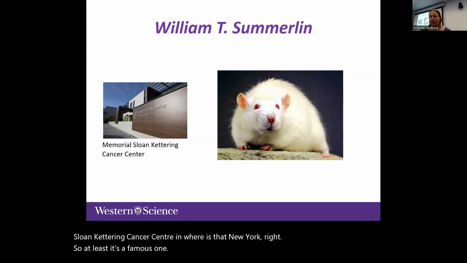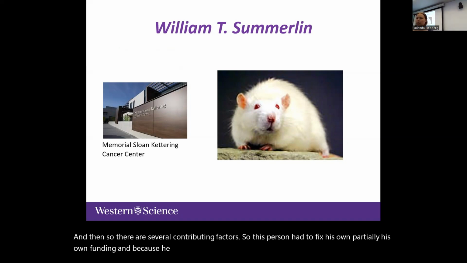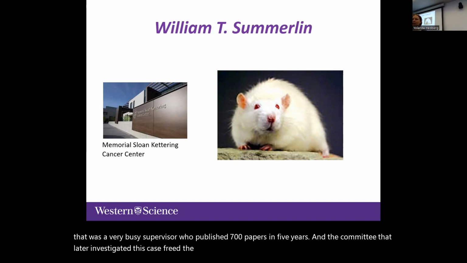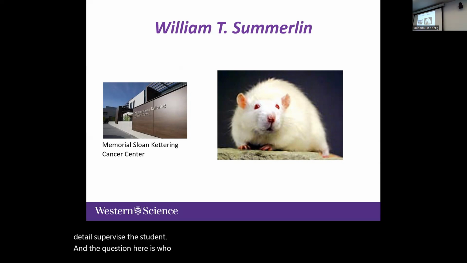So there are several contributing factors. This person had to fix partially his own funding because he didn't get a full position. His supervisor was Robert A. Good, and that was a very busy supervisor who published 700 papers in 5 years. And the committee that later investigated this case freed the supervisor because they said such a busy supervisor cannot supervise a student in detail. And the question here is, who was responsible for that fraud? What would you think?